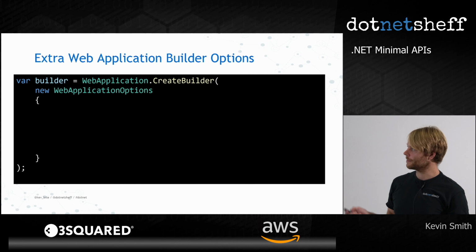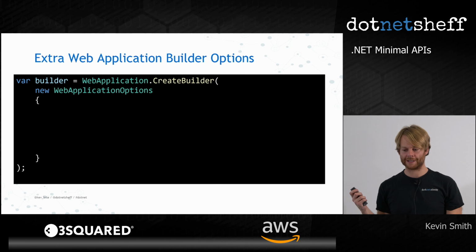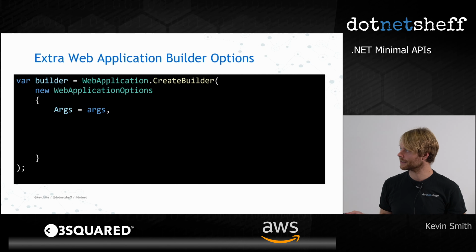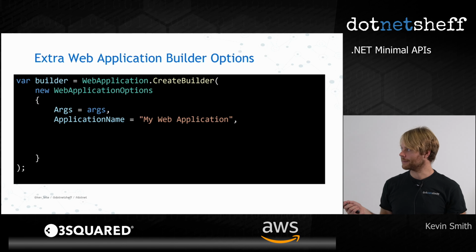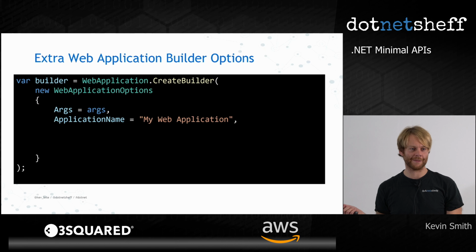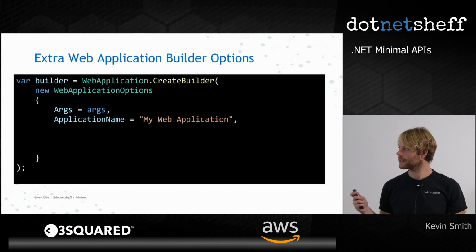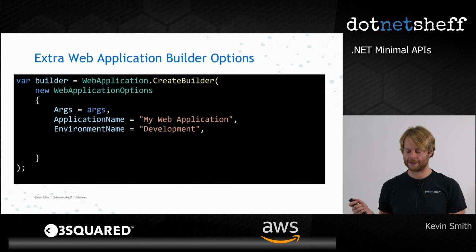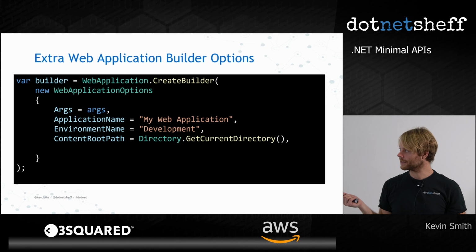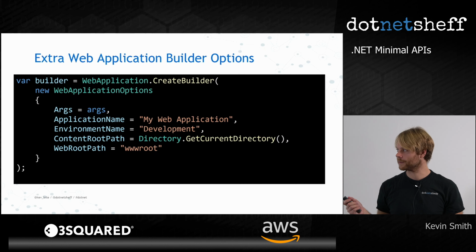So with the builder, instead of passing just the args into it, you can also pass in options, which take an args. Underneath, it's actually creating this anyway. You can pass an application name into it, if you want to change the name, but by default it's the assembly name. You can pass an environment name as well, which by default is taken from the environment variables, but you can override it. You've got the content root path as well, which is usually just a default directory, and also the web root path, which is where the static files, for example, would be served, which you can just configure.